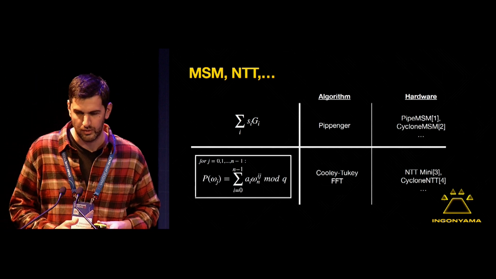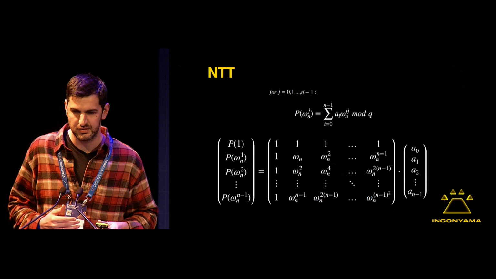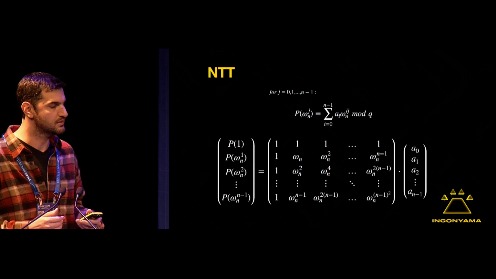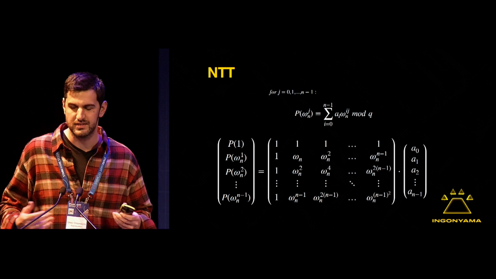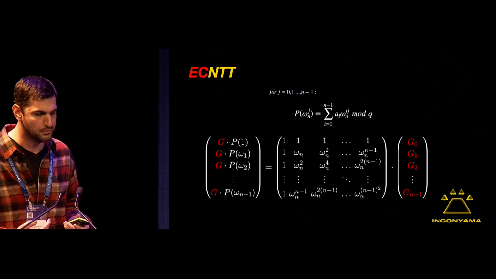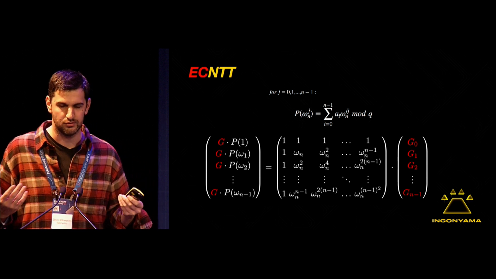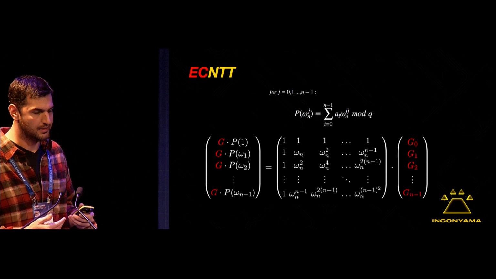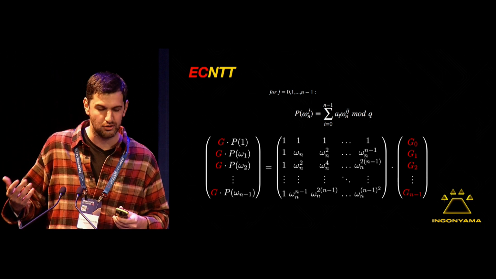I want to focus now on the NTT and try to represent it in a different way. So take this representation, which is in a matrix form. It's basically the same, just opened up. Now we have a vector of scalar or field elements multiplied by this matrix of twiddle factors, basically constants. Doesn't really matter. So now I want to introduce the ECNTT, which is very simply put, instead of a vector of scalars, we have a vector of elliptic curve points, or group elements. Same thing. If you look at it as a polynomial, the coefficients are elliptic curve points.